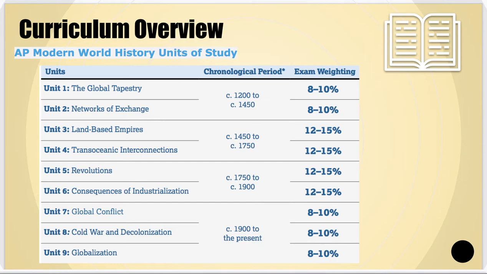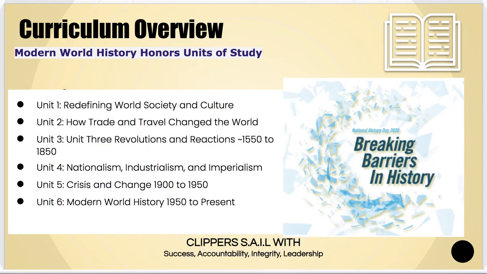AP Modern has those 4 time periods, as you can see, and each time period has at least 2 units. The most recent one has 3, and you can see that the weightings are a little bit heavier in the middle. Units 3 through 6 count a little bit more in the test.